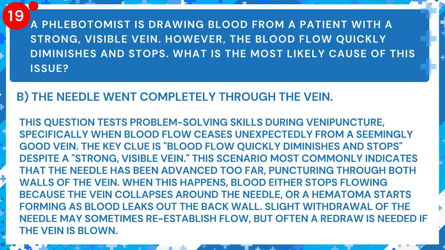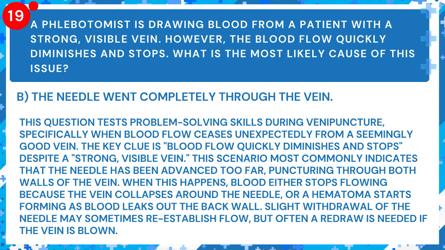Answer: B. The needle went completely through the vein. Explanation: this question tests problem-solving skills during venipuncture, specifically when blood flow ceases unexpectedly from a seemingly good vein. The key clue is blood flow quickly diminishes and stops despite a strong, visible vein. This scenario most commonly indicates that the needle has been advanced too far, puncturing through both walls of the vein.